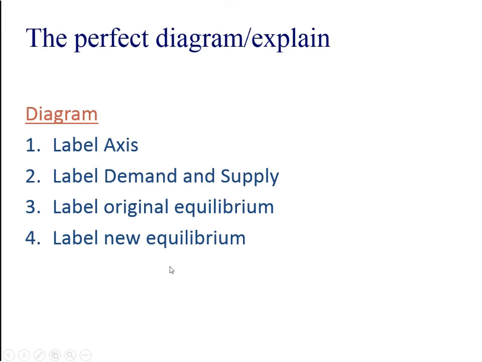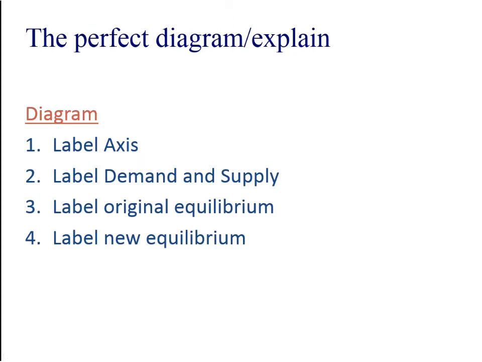Well, the perfect diagram would have labelled axes, so price and quantity. It would have labelled demand and supply, and it would have labelled original equilibrium and labelled new equilibrium. Now, sometimes the diagram questions get you 3 marks, and sometimes they get you 4 marks. If it's 4 marks, that's the breakdown of them. Sometimes they don't give marks for labelling the axes, but obviously you always need to do this.